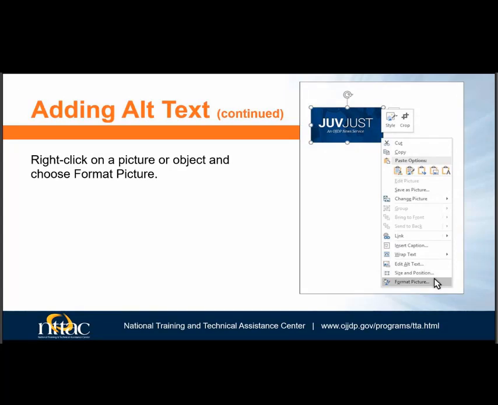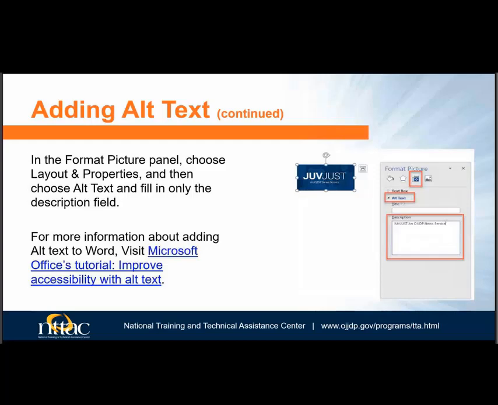First, right-click on the image and choose Format Picture. If you have a newer version of Word, you could select Edit Alt Text instead. Select the Layout Properties icon in the Format Picture pane. Expand the alt text drop-down and type the alt text in the description field. Don't use the title field unless the file will never become a PDF file, because the title field does not convert to alt text when the file is converted to a PDF file.